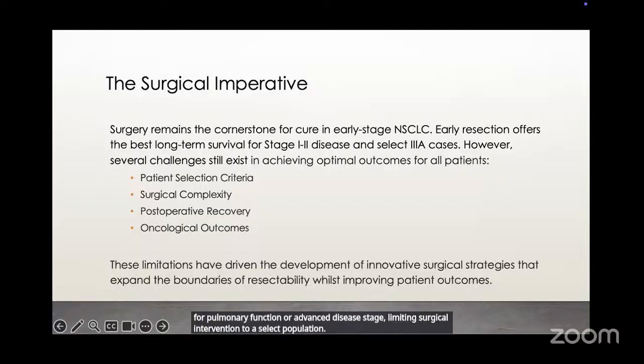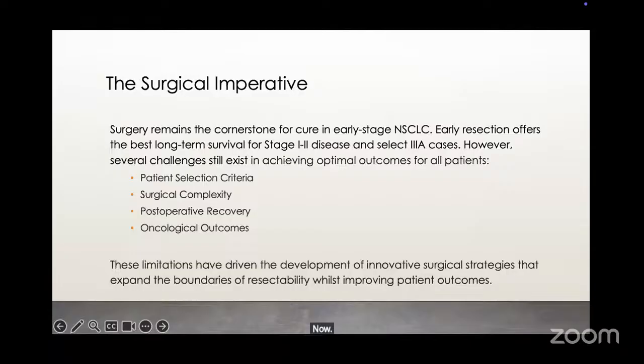Surgical complexity: central tumors near vital structures and cases requiring extended resections pose technical challenges that demand exceptional surgical expertise and specialized techniques. In terms of postoperative recovery, conventional surgery often results in significant pain, prolonged hospital stays, and delayed return to normal activities, impacting quality of life and treatment timelines. And in terms of oncological outcomes, achieving complete resection with adequate margins, as we mentioned in the previous presentation, whilst preserving lung function remains a delicate balance, particularly in complex anatomical locations.